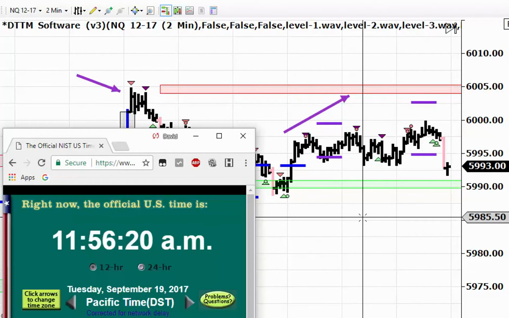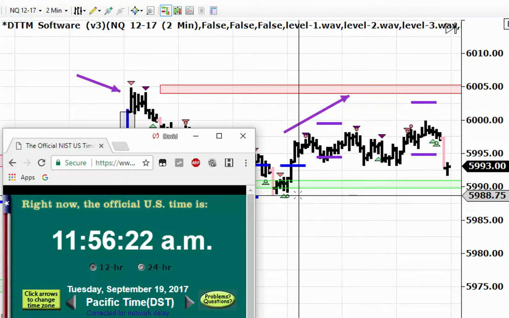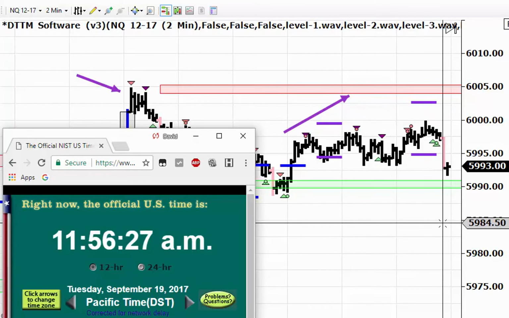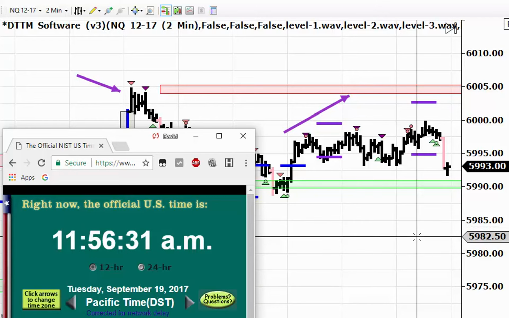So the trade took almost an hour and a half, and we just got 5 points on 2 contracts. So the total was 10 points on that.